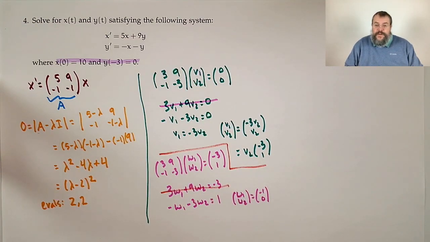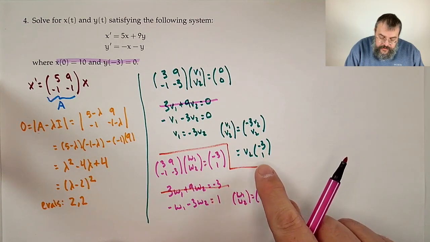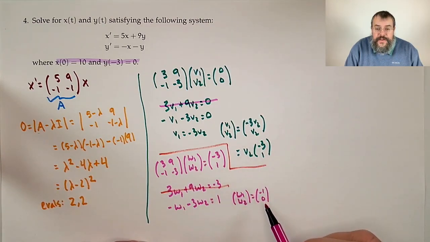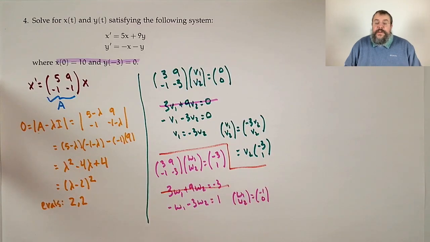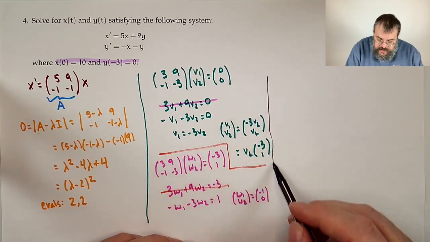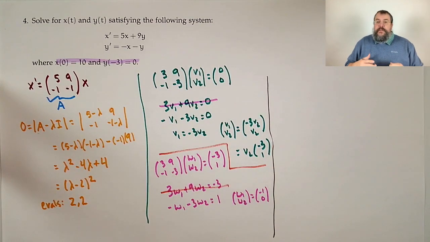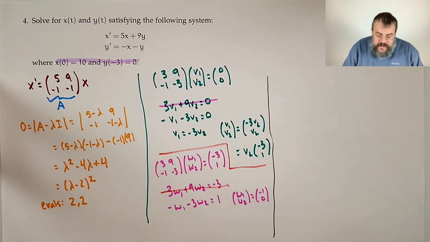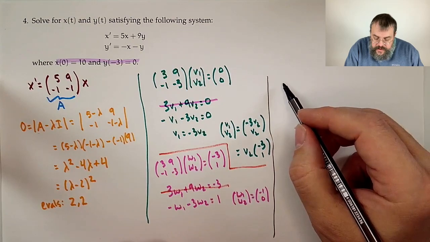All right, good. So, recap: this part, negative 3, 1, is the eigenvector. This part, negative 1, 0, is our generalized eigenvector. All right, well, now where do we go from here? Well, the next part is to say, what do the solutions look like? And that would be the following.